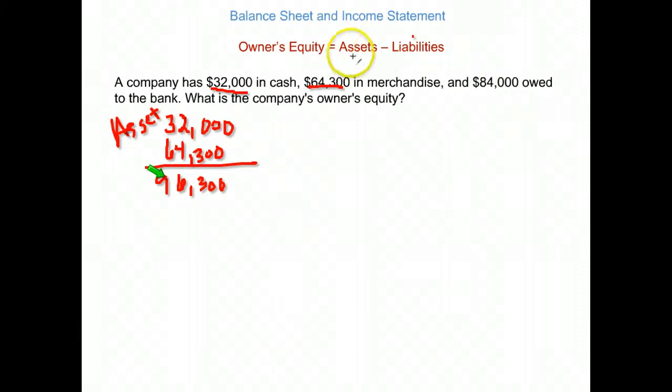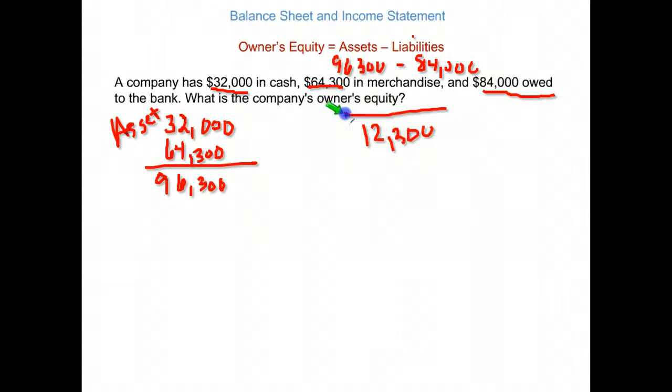To find owner equity, I have to take the assets minus the liabilities. The liabilities, again, are things you owe. So this $84,000 is a liability. So to find my owner's equity, I'm going to take my assets of $96,300 and subtract from that the liabilities of $84,000, and I will have my answer. Okay, so my owner's equity comes out to be $12,300. And again, it's assets minus liabilities that gives you owner equity.